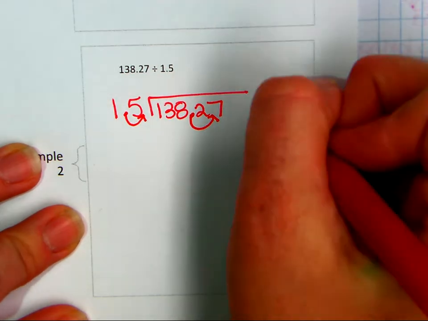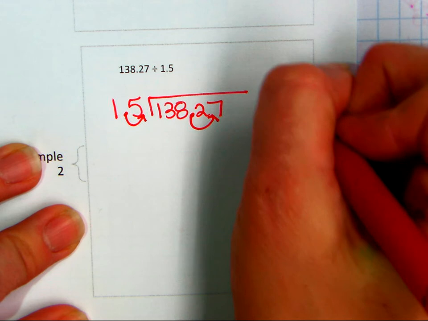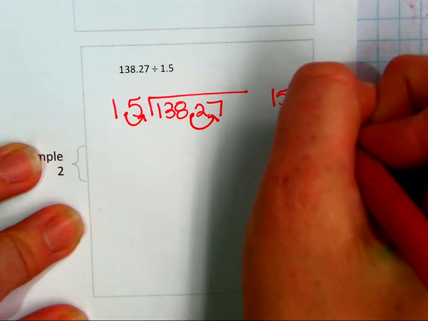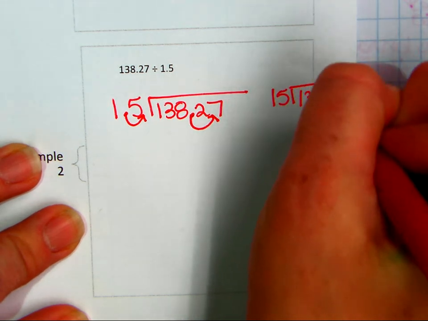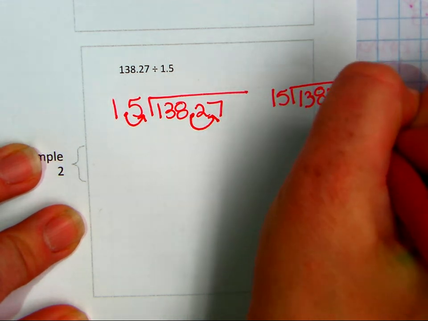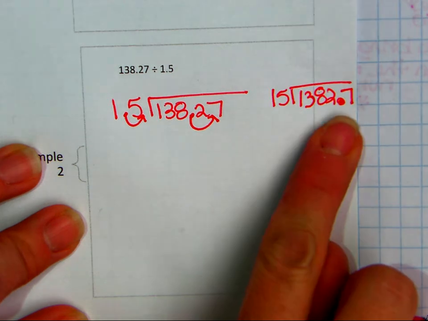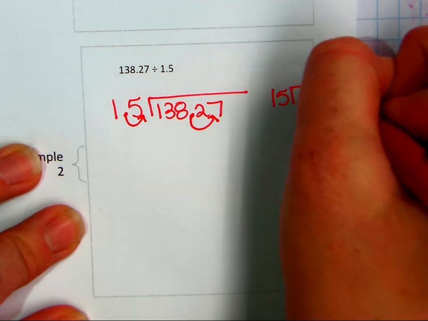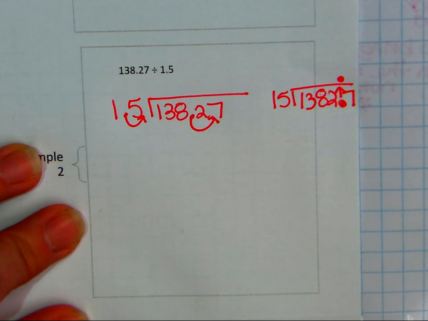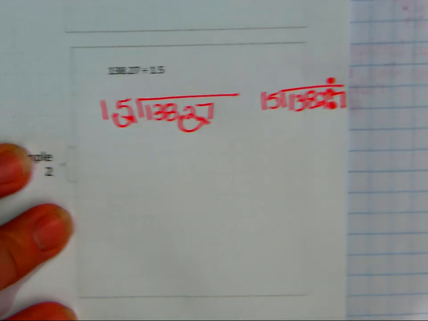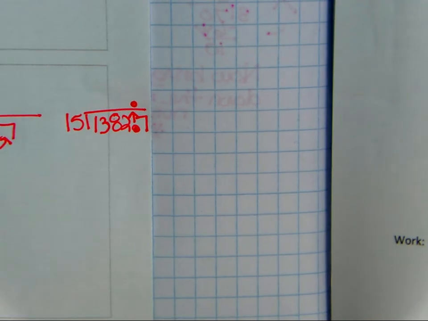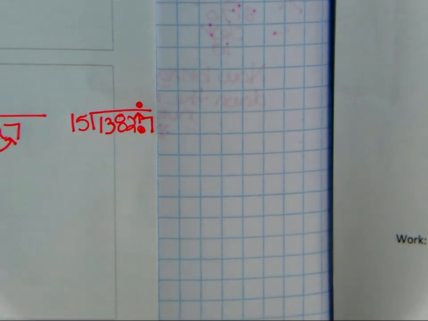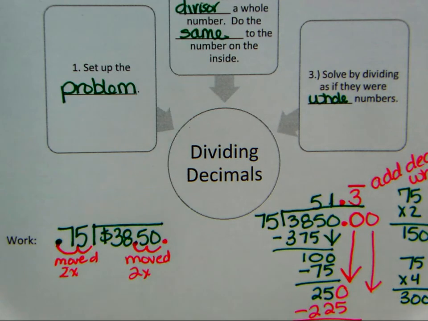So now I have 15 going into 1,382 and 7/10. If this is where my decimal is in my dividend, my decimal in my quotient or answer is going to be in the exact same spot. I'm just going to put it directly above. So that should help you to solve these problems. So I want you to do the 2 practice examples on your own and make sure that you go back and review the notes if you need any additional help.